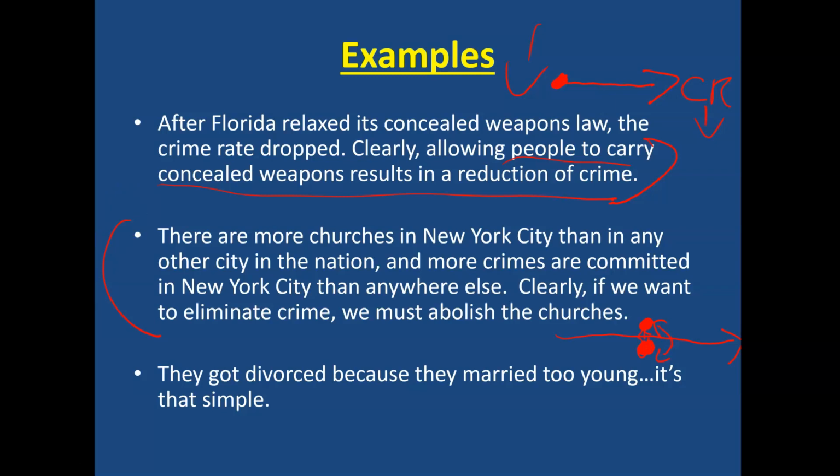false or questionable cause. And then down here, they got divorced because they married too young. It's just that simple. So this is saying, look, married too young caused divorce, when in reality, it's never that simple. There are probably a multitude of contributing causes that went into generating the effect of the divorce, but in this argument, somebody has chosen one because it suits their purposes most likely to explain the divorce. And you can call this out for a false or questionable cause as well.